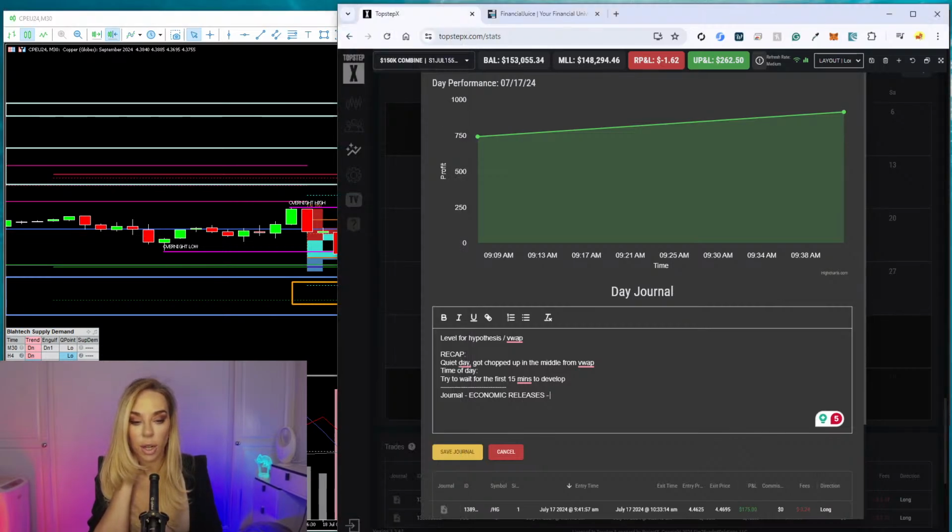But I actually like the fact that back in the day when I was first with Topstep, which was like, God, 8-9 years ago now, a very long time ago, they actually had a journal on their old dashboard. And I used to use it a lot because it was so good to just go into the day and do the journaling.